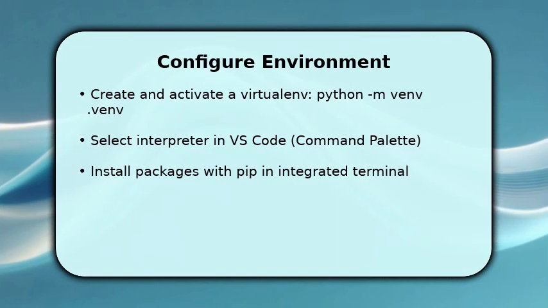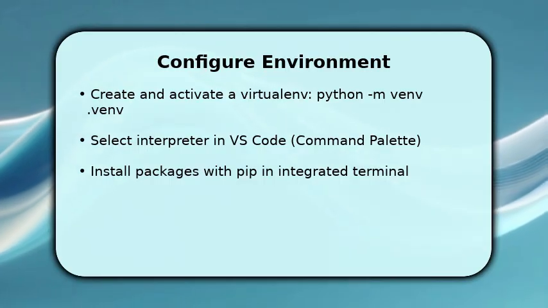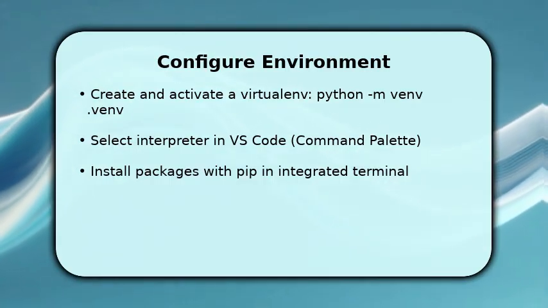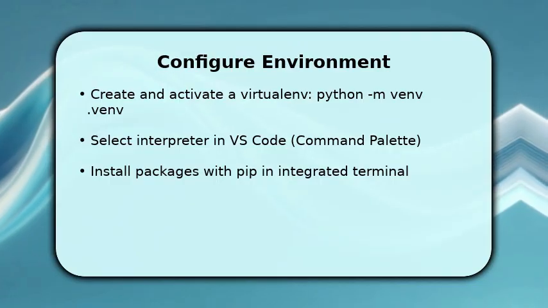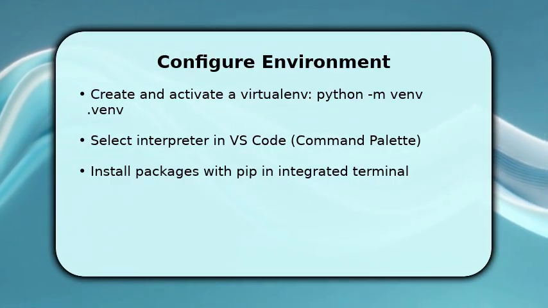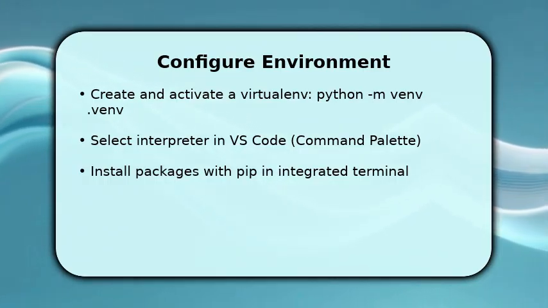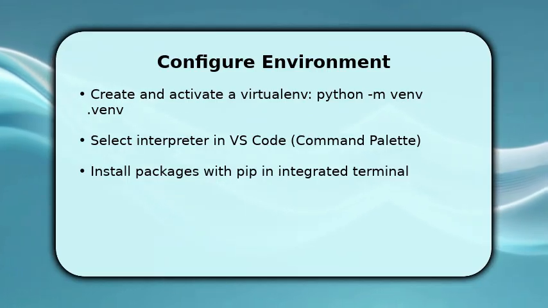In the integrated terminal, run python -m venv venv and activate that environment for your shell. This isolates dependencies. Then use the command palette to select the new interpreter so code intelligence and debugging use the right Python. After that, pip install necessary libraries inside the terminal. Make sure requirements.txt is maintained.